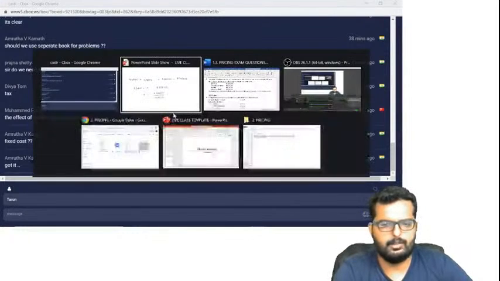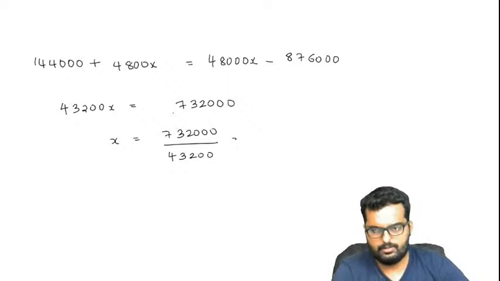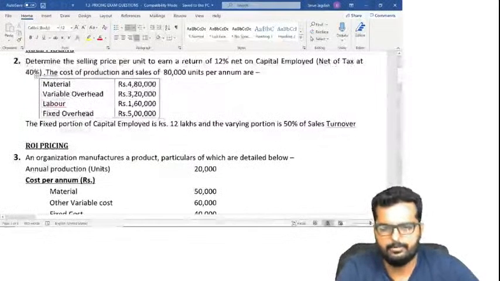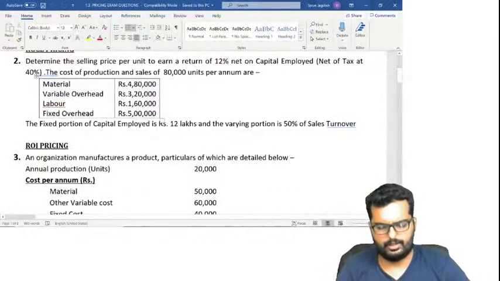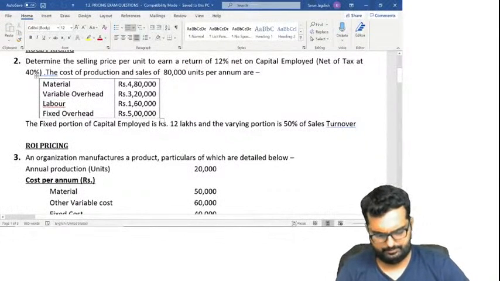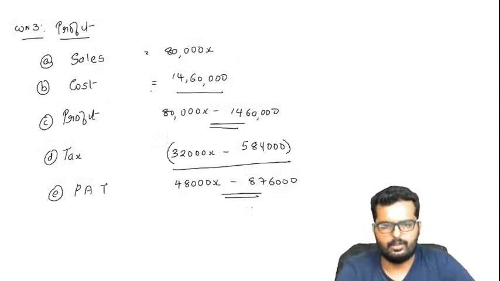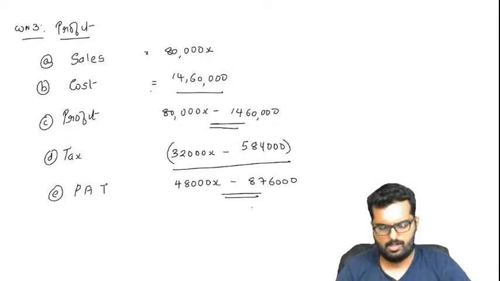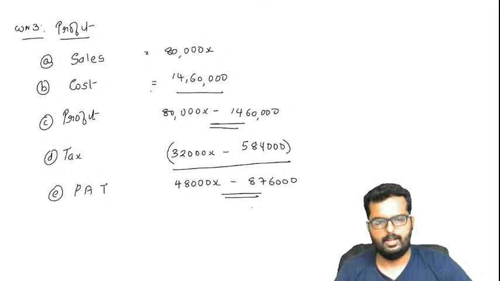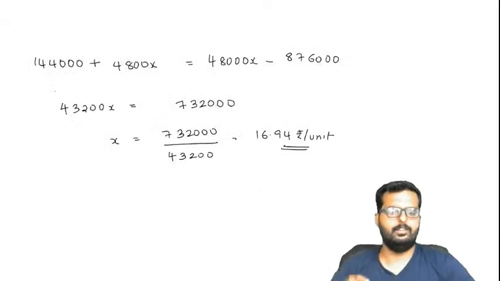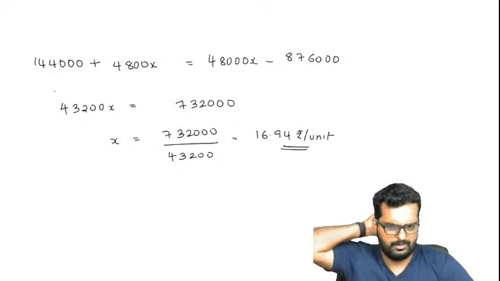Amrita, Kamath, I have taken the fixed cost also. This divided by 43,200, your answer should be 16.94 rupees per unit. Please check and confirm that this is right. And just confirm I have taken the fixed cost correctly once again. That's 14,60,000. Yes. 5,84,000, 8,76,000 and 48,000. That's right. This is the final answer, friends. Can you write down this in your books?